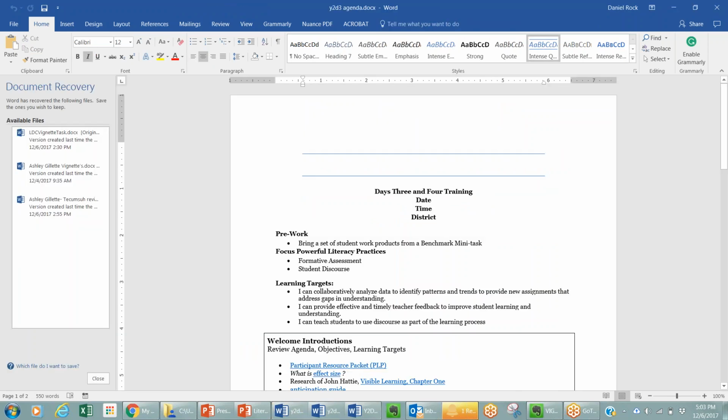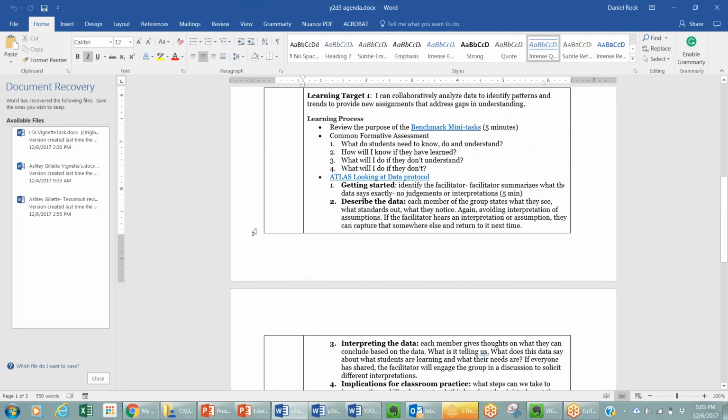And I've also got open the agenda, the PRP for this training, and the agenda. Where's the agenda? Here it is. The agenda is a little more text than usual for the teachers, just because there's some information we wanted them to have in front of them.